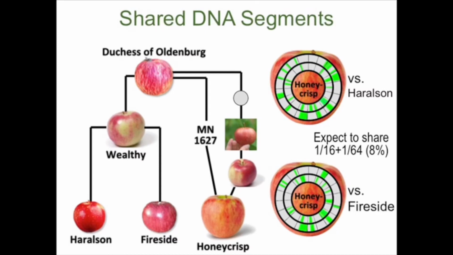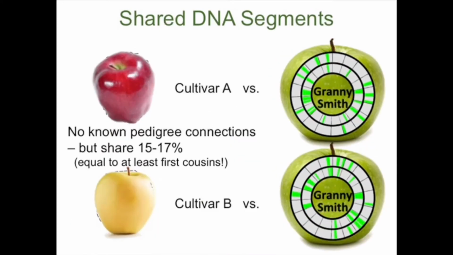Then we can take a couple of really famous cultivars, which I'm about to show you in a minute, cultivar A and B for now, compared to Granny Smith. This is how much they share, but there's no known pedigree connections between them. And yet it's the same sort of patterns as what you were just seeing before, where we did have those known connections. So they share 15 to 17% of their genome in these patterns with Granny Smith. So that's equal to at least first cousins, and yet we don't know the actual relationship that's doing that. And that's Red Delicious and Golden Delicious.